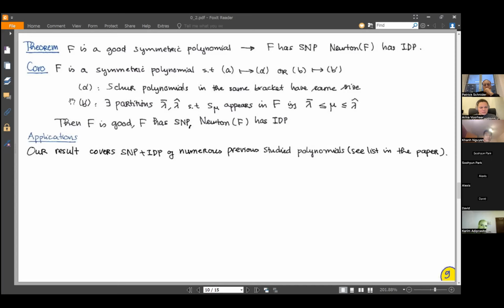And the application of our result is that it covers a number of well-studied polynomials. I don't want to write all the cases we cover here, but you can see them in my paper.